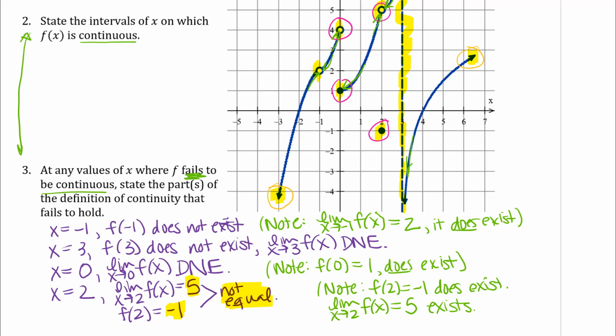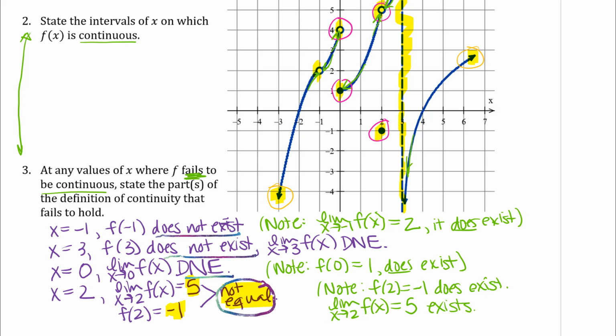So if you only need one reason, either of those two reasons would work. But if you're asked to choose all the reasons, this one does not have an output at x equals 3. It also does not have a limit. Notice that it doesn't really make sense to talk about equality, that third condition, being equal or not, if the two things that you're considering do not exist.